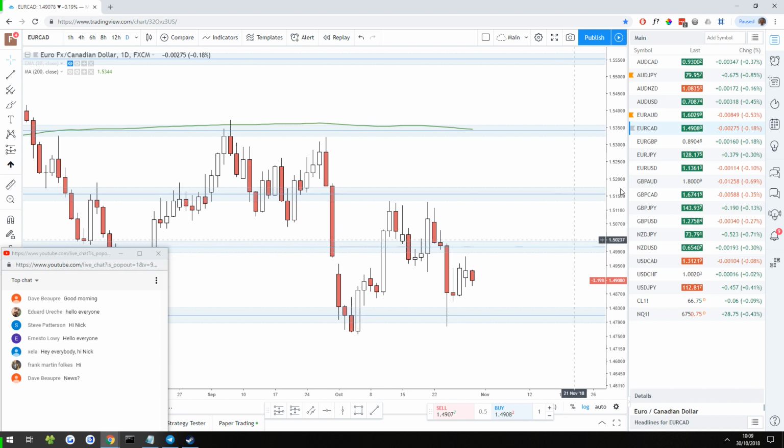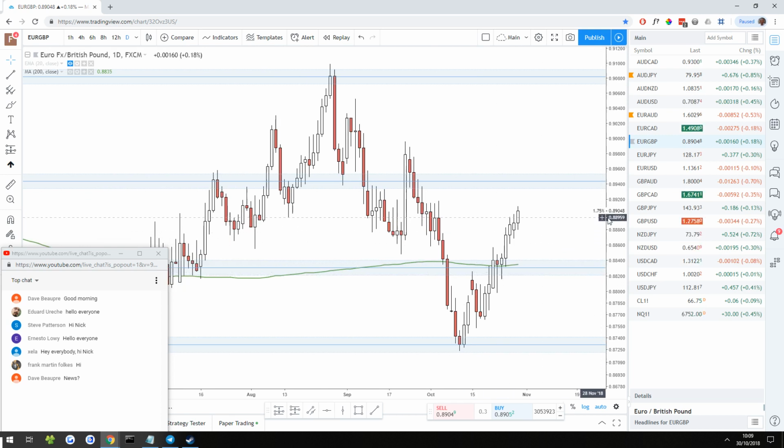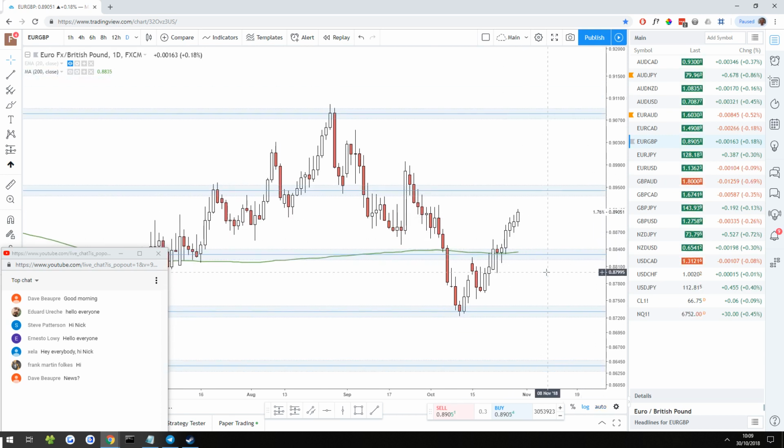Euro CAD's just in between support resistance. That's not doing much. Euro GBP, this one's pushing up to the resistance area. This one's got a nice little bit of movement behind it. It seems to be trending up quite well, which is good to see. It's broken above the 200 moving average, which was in line with our resistance area. So now it's above resistance.